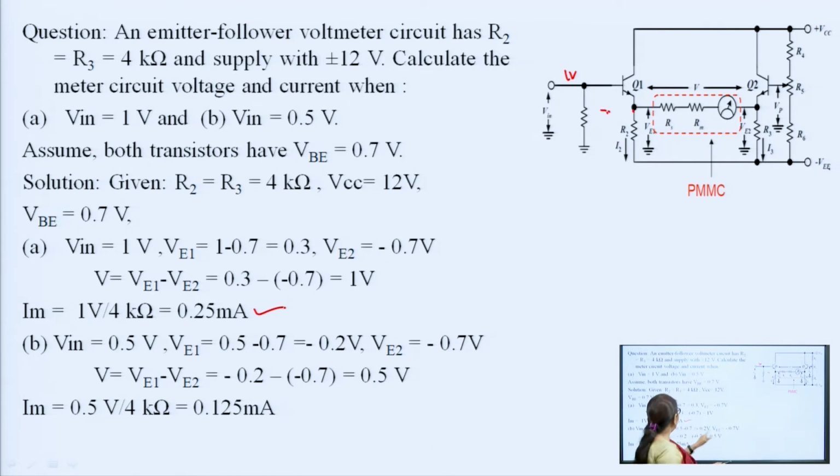So, the exact value whatever we are applying at the input, that voltage appears across the meter. So, the meter will deflect the same current. The current through the meter is 0.5 volt divided by 4 kilo ohm, that is 0.125 milliampere. So, the current is not reduced, the same current is flowing through the meter, and so the meter deflects the same value of voltage.